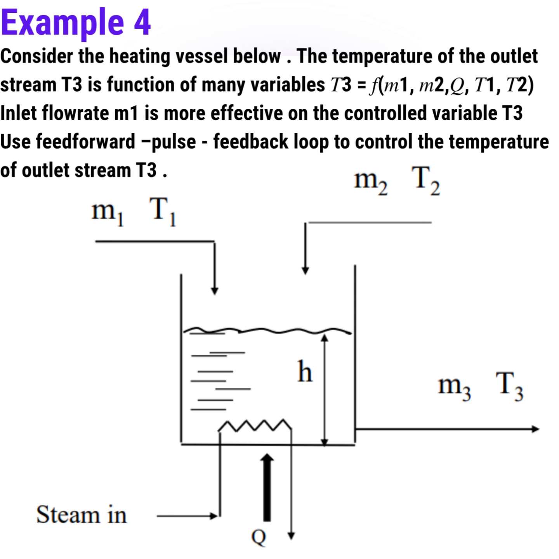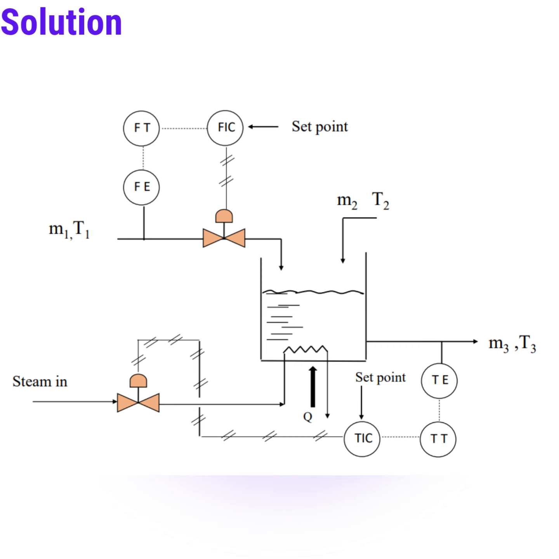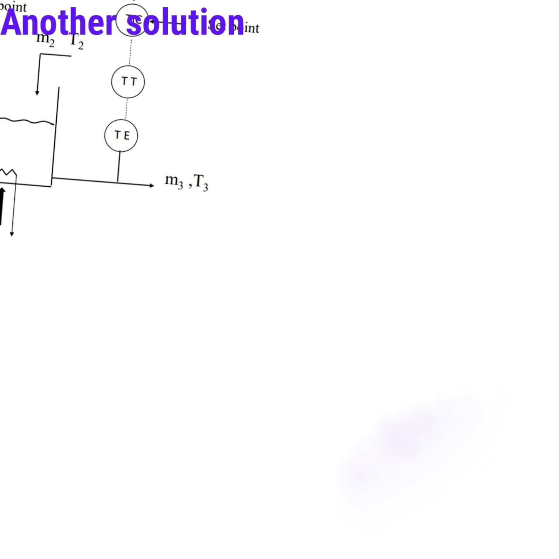Example 4. Consider the heating vessel below. The temperature of the outlet stream T3 is a function of many variables: T3 = f(M1, M2, Q, T1, T2). Inlet flow rate M1 is more effective on the controlled variable T3. Use feedforward plus feedback loop to control the temperature of outlet stream T3. Solution. Another solution.